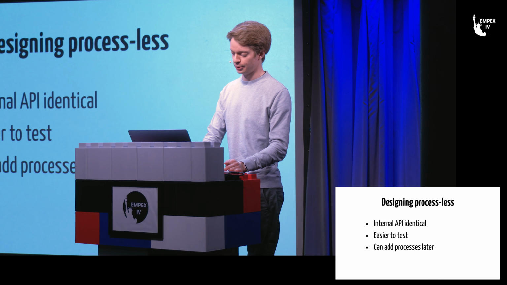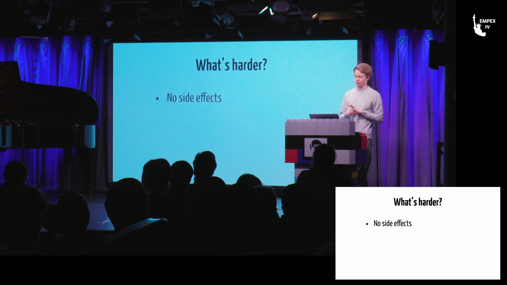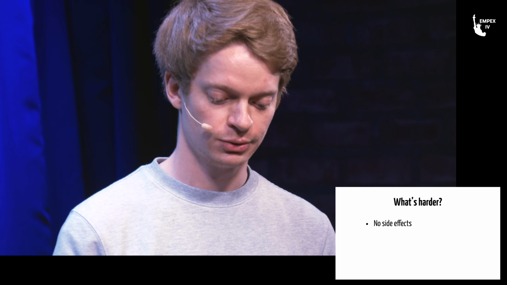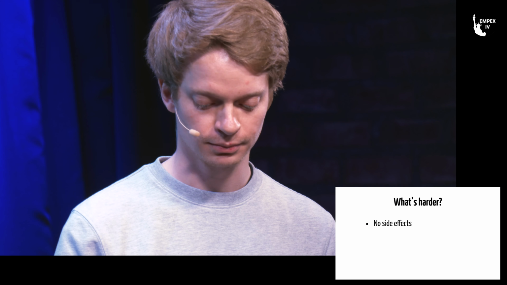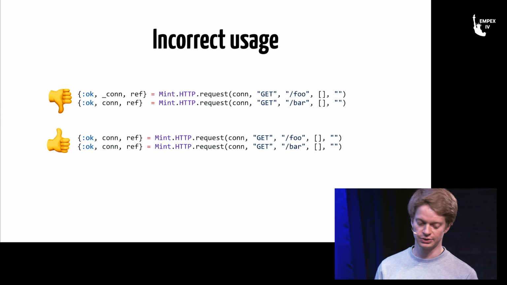architecture of the library. So we talked about what can be easier, but what can be harder when we don't have processes. So one thing is that we don't have side effects, which can be harder for the user of the library. So one common issue that we already started to see is users forgetting to reassign or store the connection struct between calls to the library.